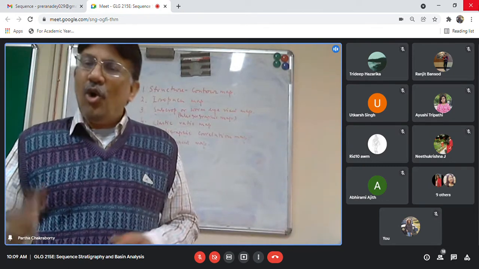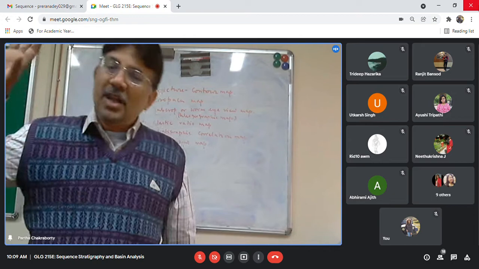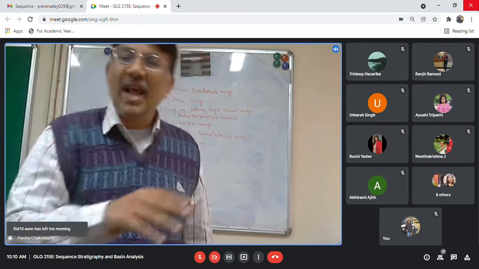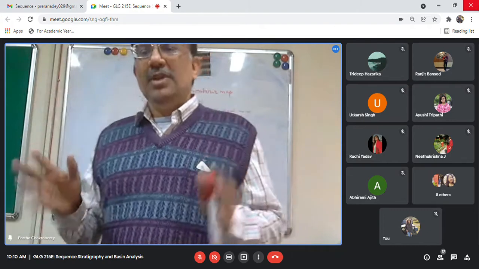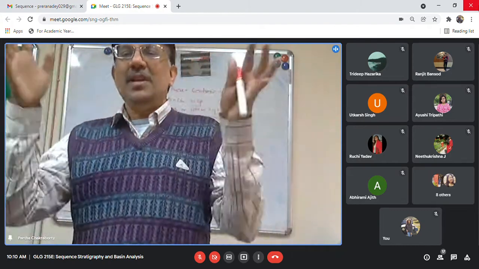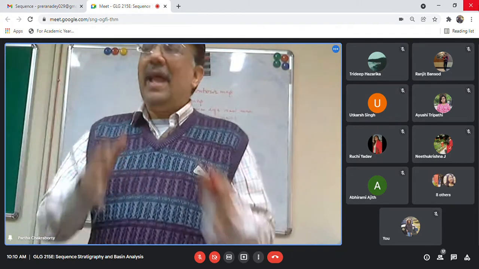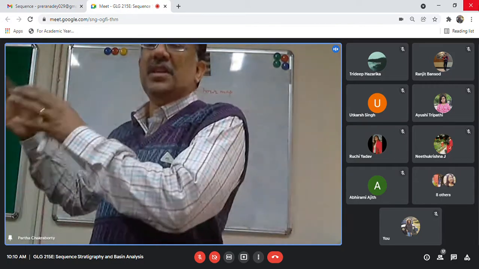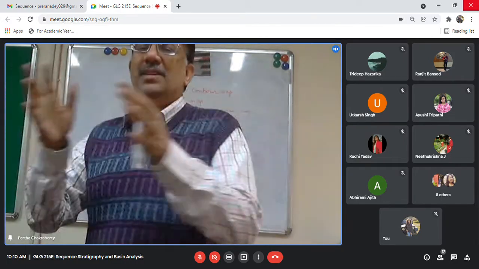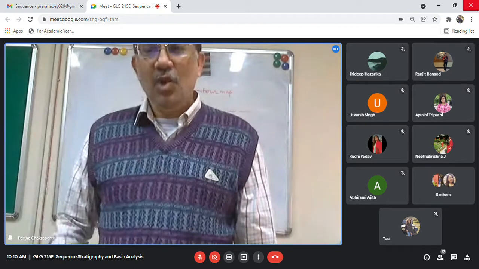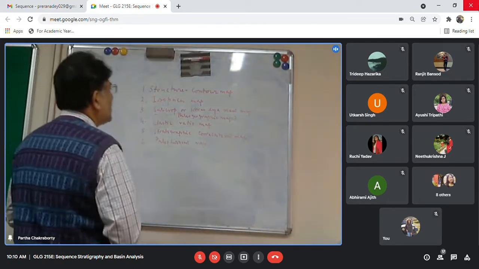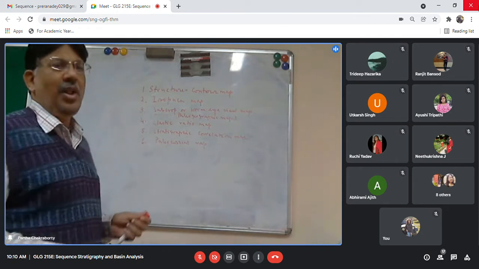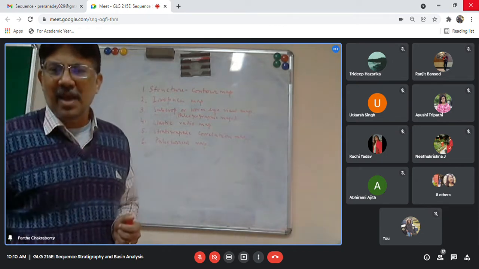Okay, so all these, there may be the domes, there may be synclines, all these things that we come to know that this is actually the disposition of the sediment and the disposition of the sediment with respect to the entire basinal scenario. We'll discuss one by one to this. First, we start with structure contour map. You all know that what is a structure contour map.